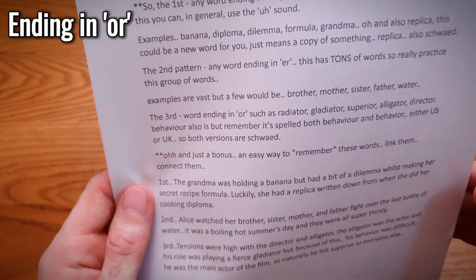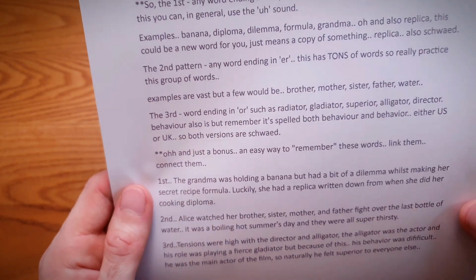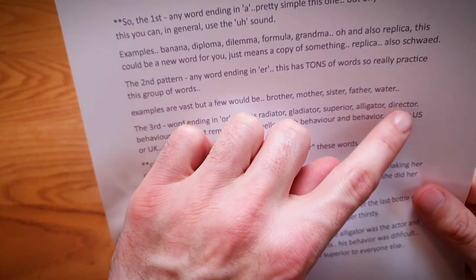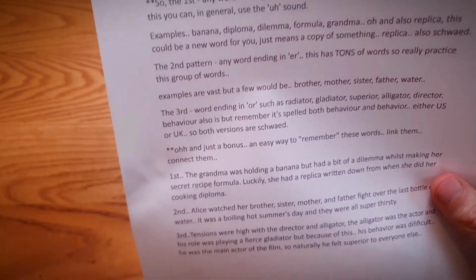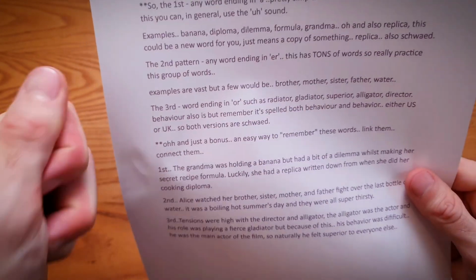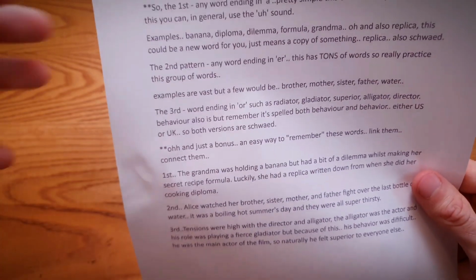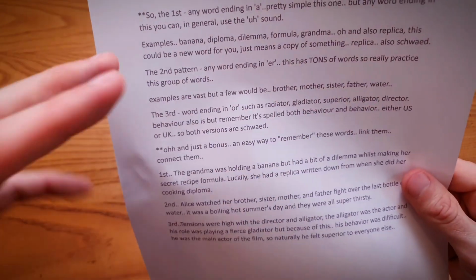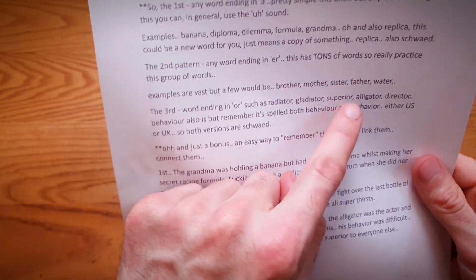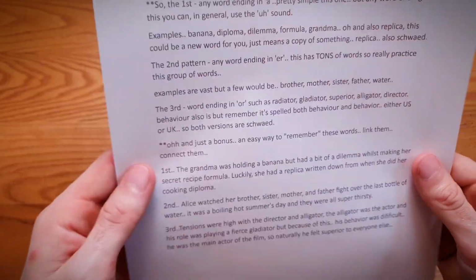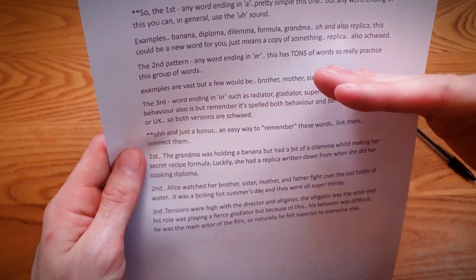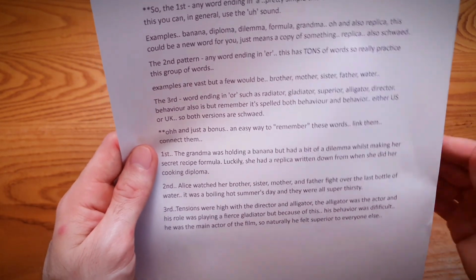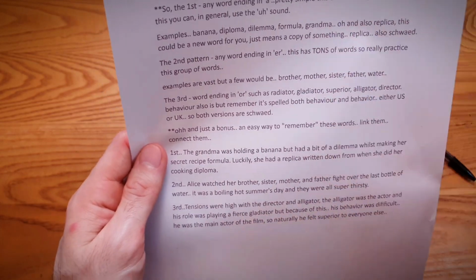All right, the third one, words ending in OR. So it's very similar, but OR becomes schwa. So examples would be radiator, gladiator, superior, alligator, and director. Radiator, you know what that is, to heat things up. Gladiator is like a warrior, think back in Roman times with those funny hats on. Just in case you don't know, superior just means better than someone else. You think you're better, or inferior is actually a bonus word. It's the antithesis, the opposite of that. Superior, you think you're better, and inferior, you believe that you're worse or lower or less than, like a peasant to other people in comparison to others, okay? So that's what that means.